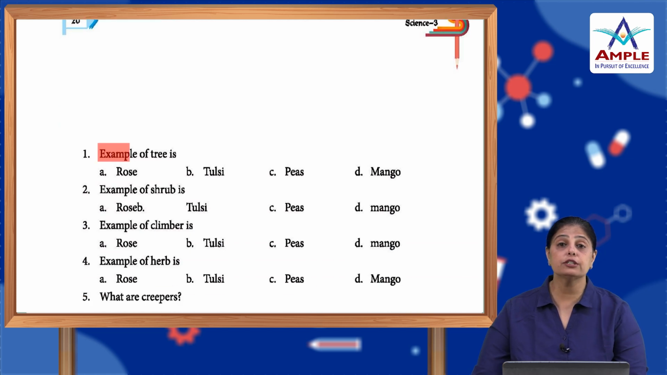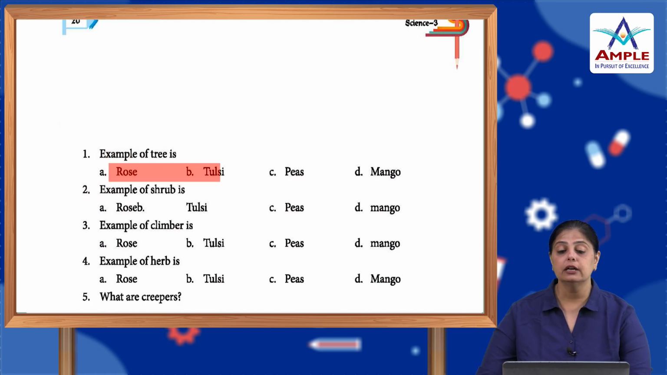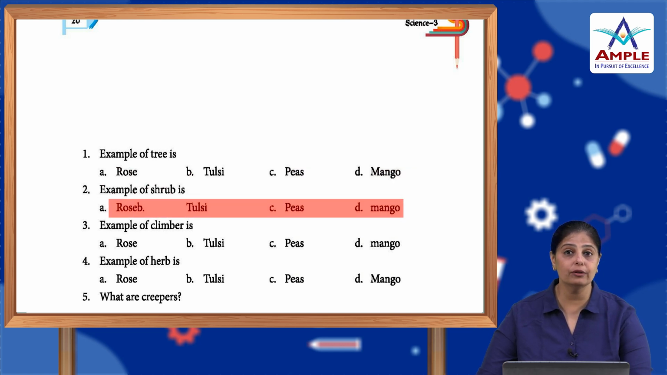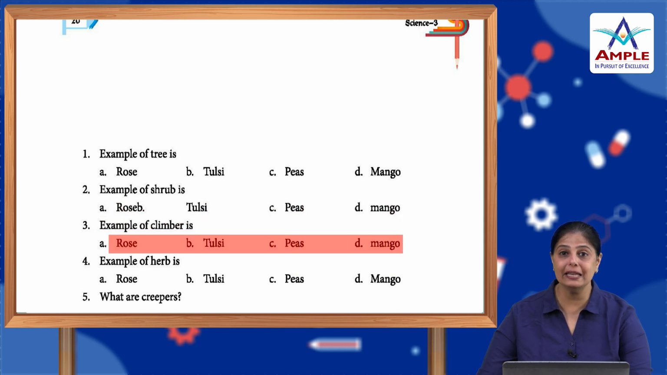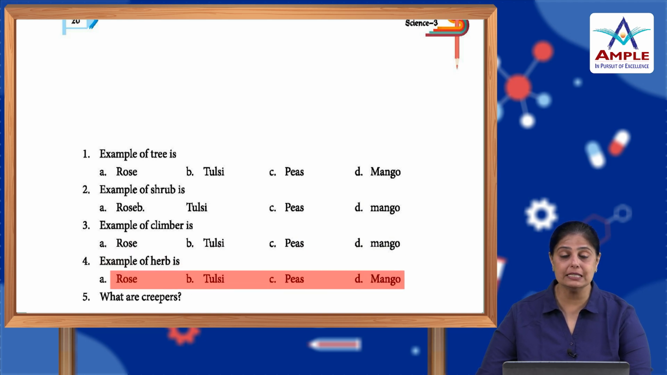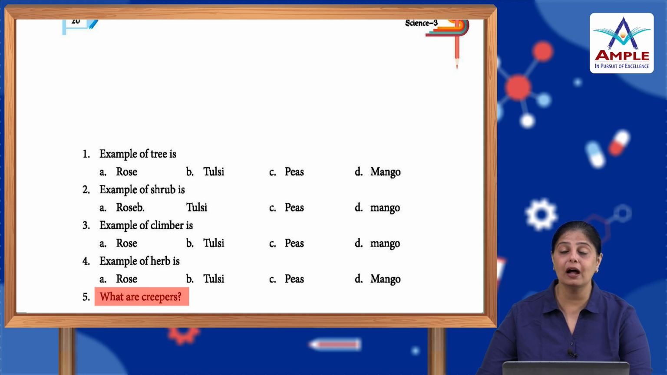Now, let's talk about the example of a tree. Rose, tulsi, peas or mango? Mango tree. Example of a shrub. Rose, tulsi, peas or mango? Rose. Example of a climber. Rose, tulsi, peas or mango? Peas. Example of a herb. Rose, tulsi, peas or mango? Tulsi. What are creepers? Creepers are plants that grow along the ground.